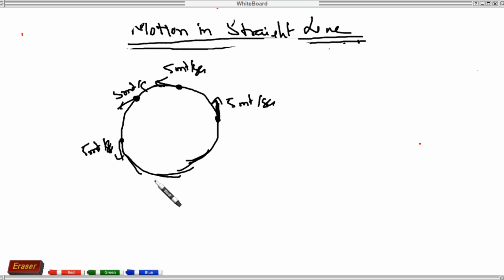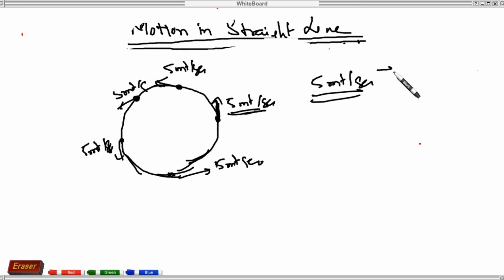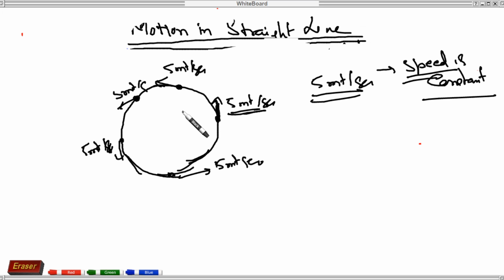So its speed, this speed of 5 meter per second, is the same throughout. So you can say its speed is constant.